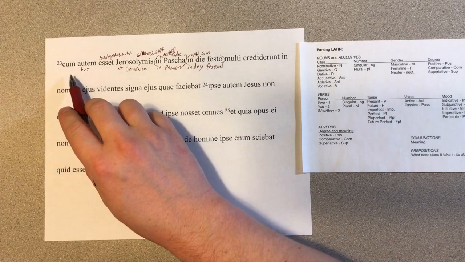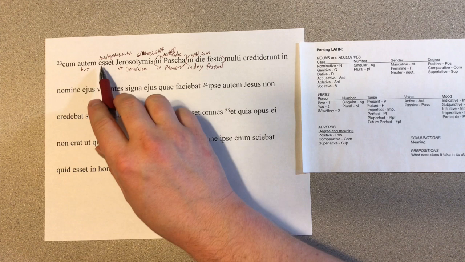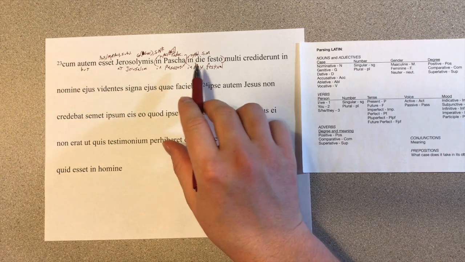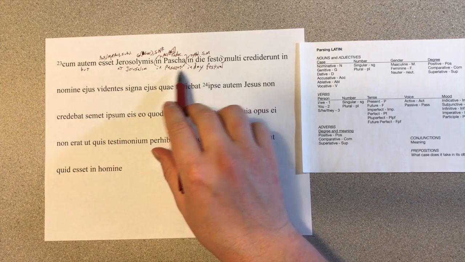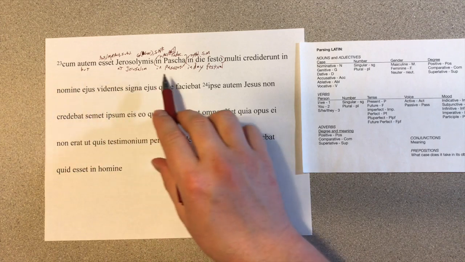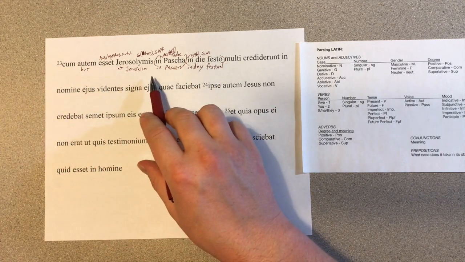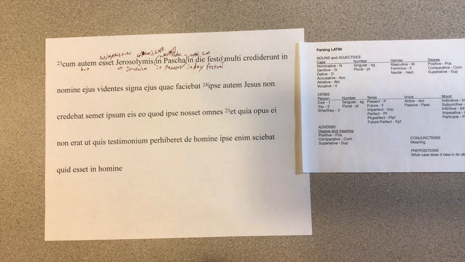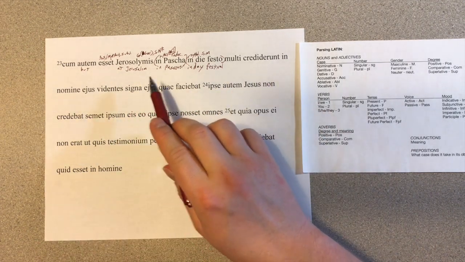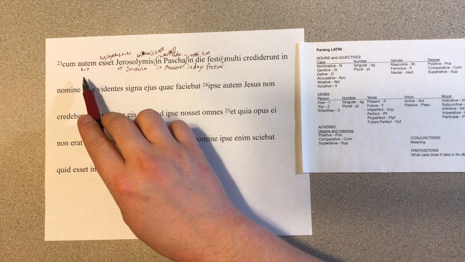But when, showing circumstances, he was at Jerusalem in Passover in the festival day. Because he was in Jerusalem in the Passover in the festival day, although he was at Jerusalem. Although I don't think that is going to work. So circumstantial or causal could be it.